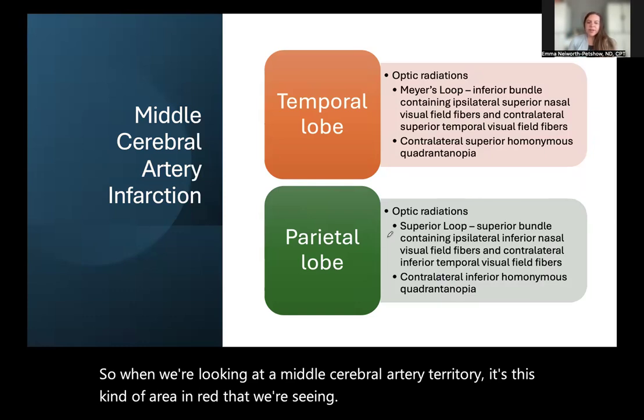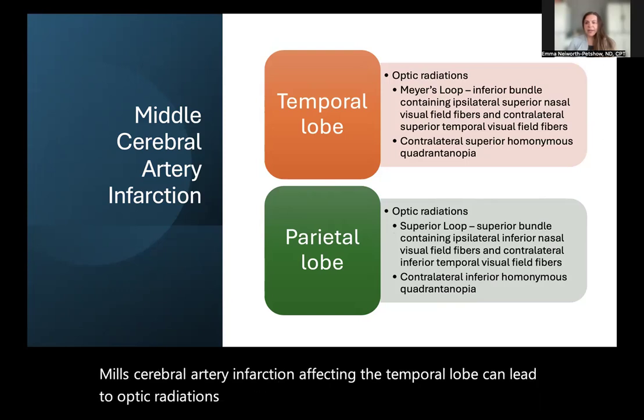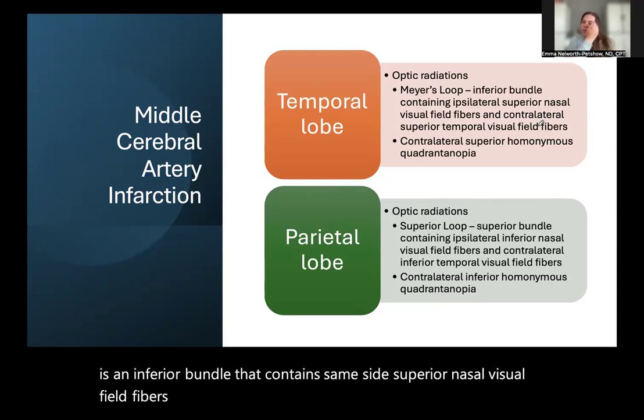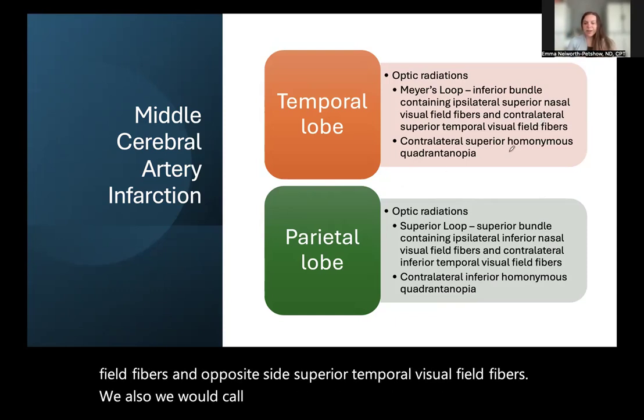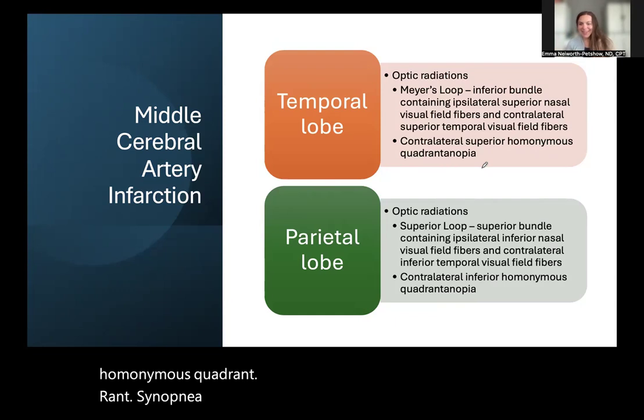Middle cerebral artery infarction affecting the temporal lobe can lead to optic radiations being affected. This includes Meyer's loop, which is an inferior bundle that contains same side superior nasal visual field fibers and opposite side superior temporal visual field fibers. We would call that then contralateral superior homonymous quadrantanopia. Hard to say fast.